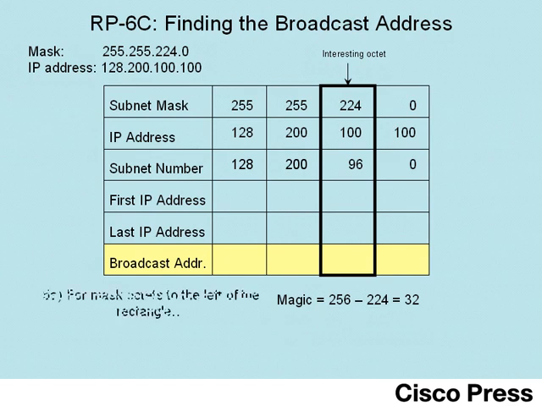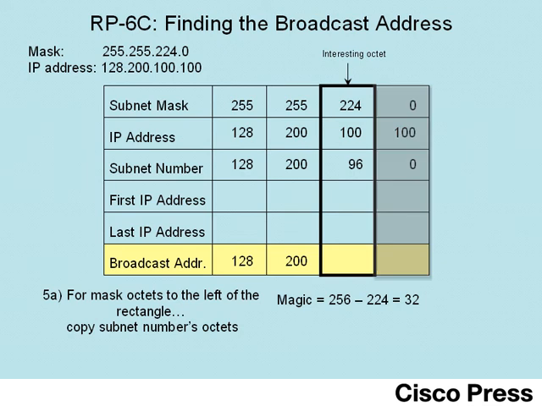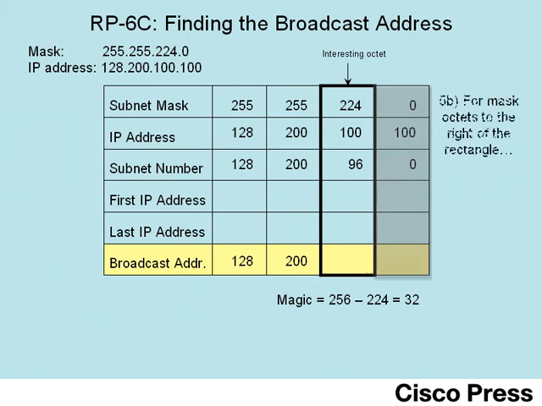So to begin, we start with step 5, and step 5a in particular says, look at the mask octets whose value is 255, or visually, look at the octets to the left of the rectangle. For those octets, we simply copy the subnet number's value down to the broadcast address. Simple enough. Then for any octets fully to the right of the rectangle, or octets whose mask value is 0 if you prefer, we're going to write down a 255 in that octet of the broadcast address. So, in step 5a, we copied the subnet number octets, and in step 5b, we wrote down 255s in the octet to the right, leaving a single interesting octet to figure out the value for.